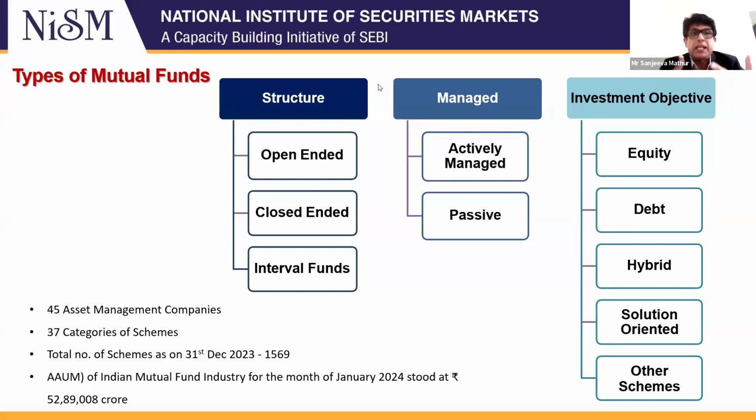Like presently, when we speak right now, every day changes happen. Today, we are sitting on 45 asset management companies, 45 mutual funds which are there in India, 37 different categories of schemes, out of which 11 generally are of equity. Total number of schemes as on 30th of December 2023 stand at 1569. They keep increasing. The average asset under management of the mutual fund industry stood at almost 52 lakh crores. So we already crossed the 50 lakh barrier.